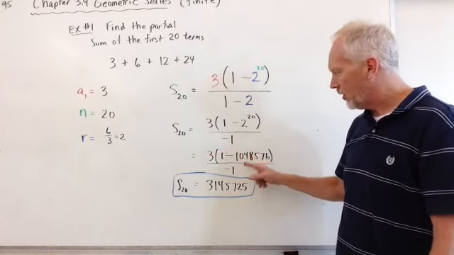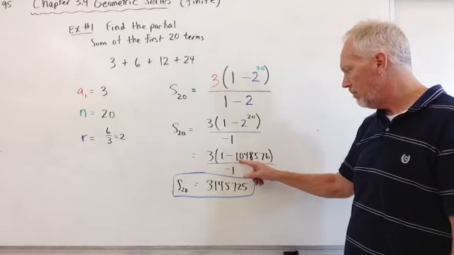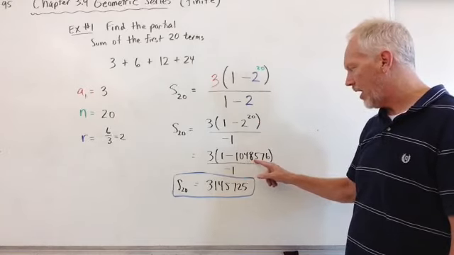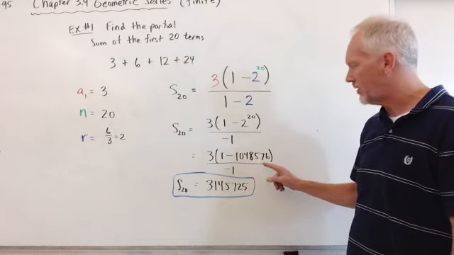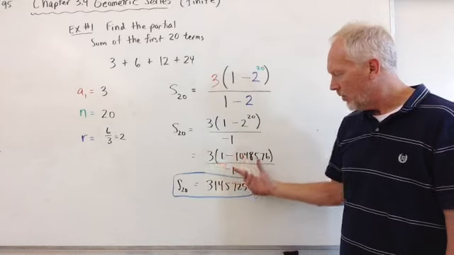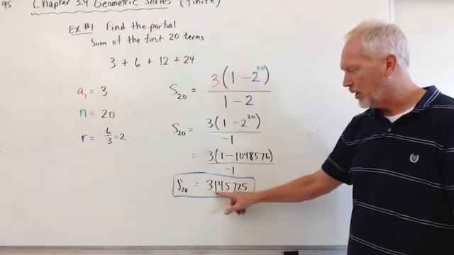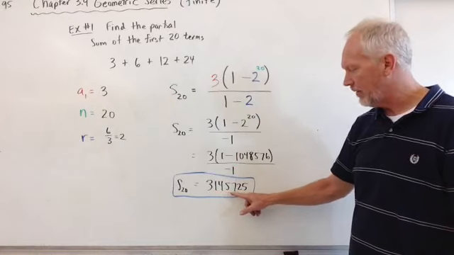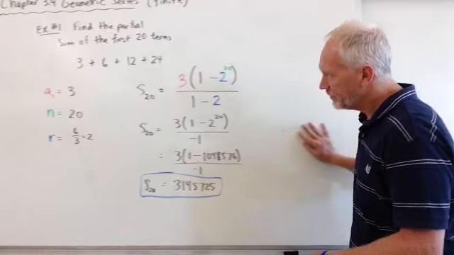You plug 2 to the 20th power into your calculator and you get 1,048,576. Then 3 times that quantity. Once you put that all together, S sub 20 is 3,145,725. All right, next problem.